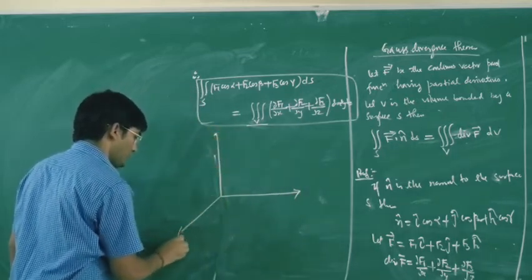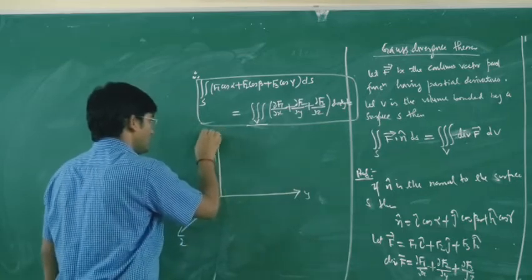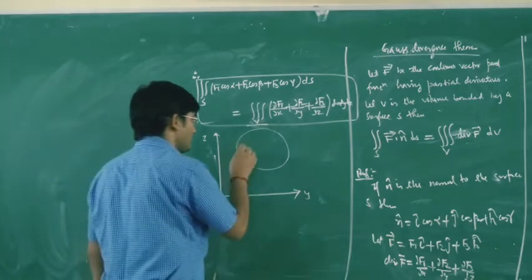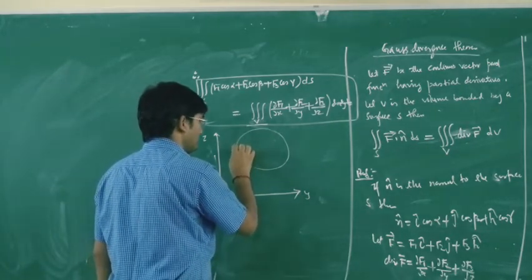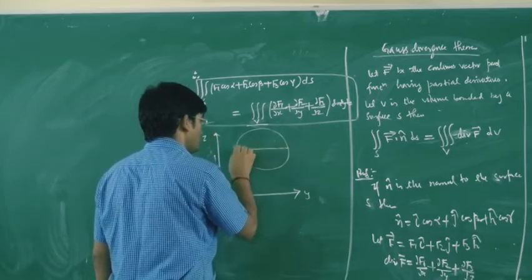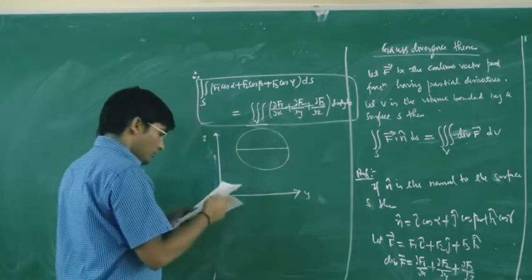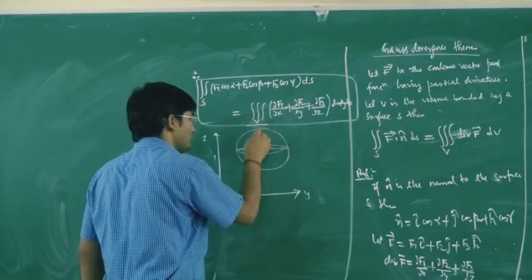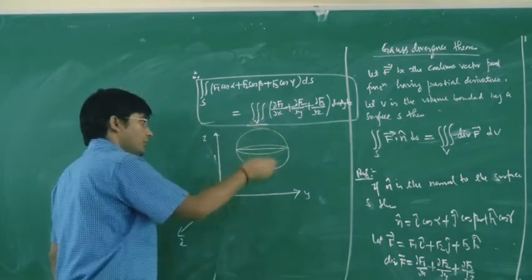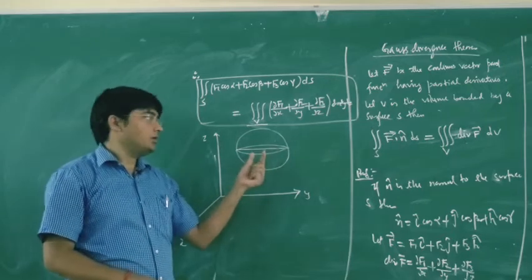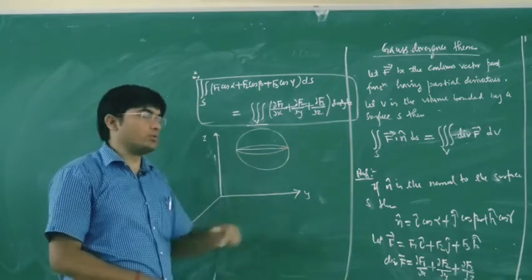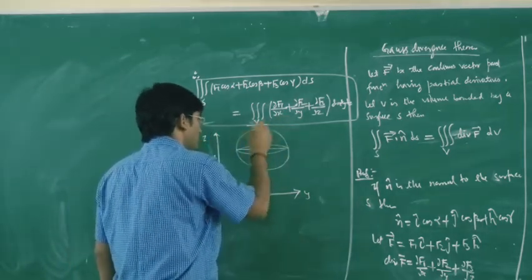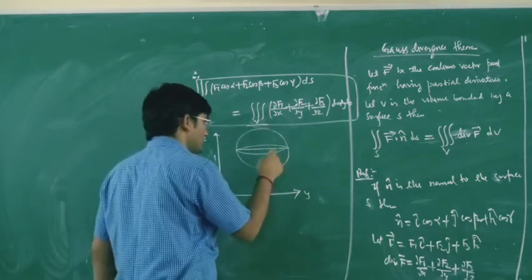Say this is your x-axis, say this is your y-axis, and say this is your z-axis, and consider a surface S. Say this is your plane section of this surface, and say this is your circle, and say this is your upper half. If you assume this surface as a sphere, then this is the plane section of this sphere, which is your circle. Say this is your upper half of the surface, your S2, and this is your lower half of the surface.